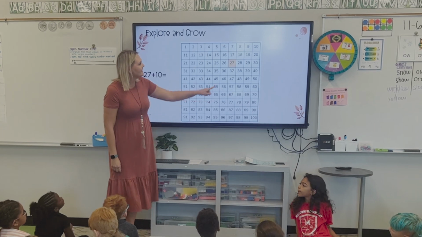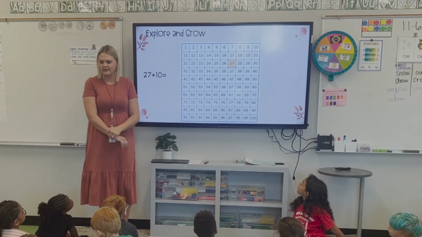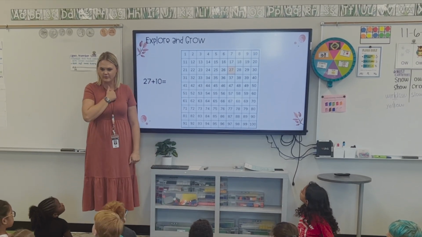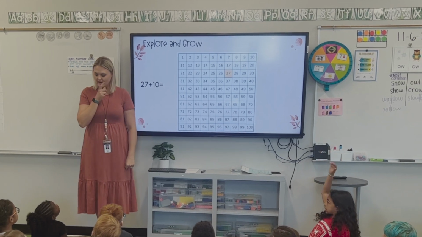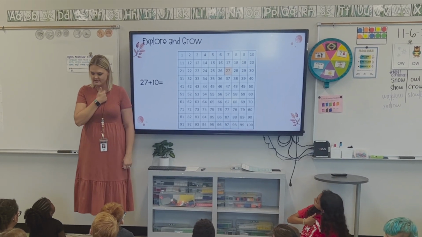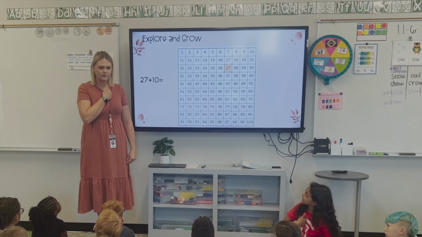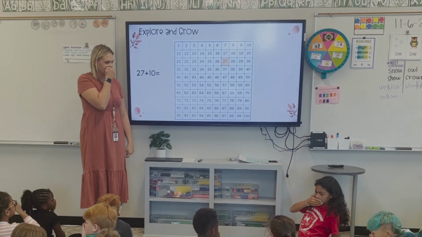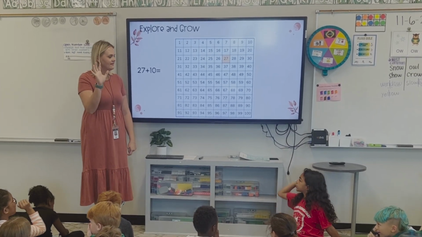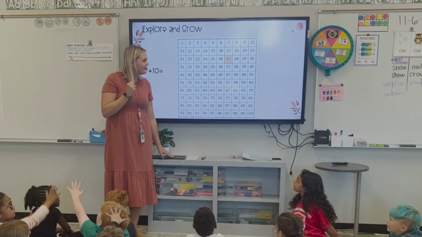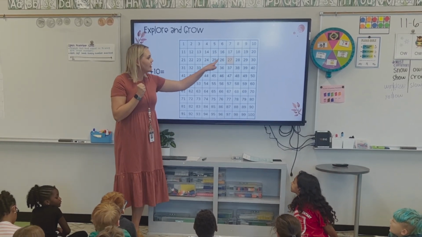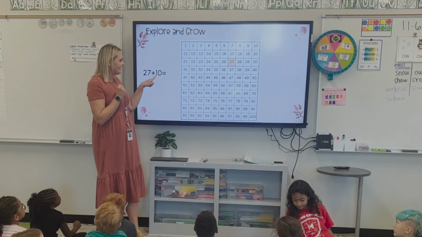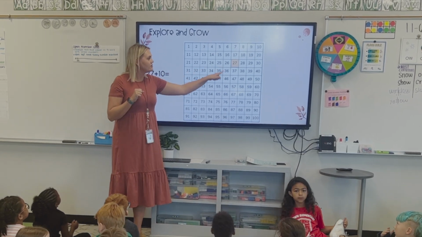Okay, here's 27. If we add 10 to it, can you hold at your heart what you think the sum would be? At your heart, can you hold it? That way all of our friends have time to think. Okay, whisper it to your hand. Throw it to me. 37. I agree. We would do one jump of 10. There's 10 that we're adding, so we would add one jump of 10.